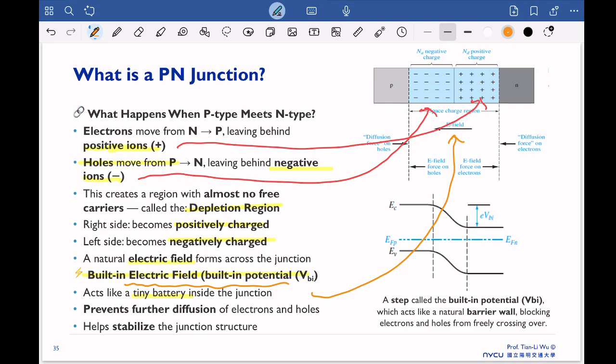And this electric field will prevent the diffusion of electrons and holes, let me show you here. So you can see we have the electric field here. Originally, we have the diffusion. Diffusion will try to move to the right, but the E field will stop the holes. We have the electron diffusion here, but the electric field will stop the diffusion. So in the end, this becomes a balance, an equilibrium case. That means this built-in electric field will help us to stabilize the junction.